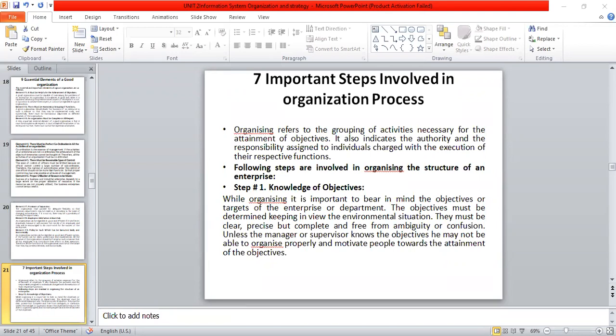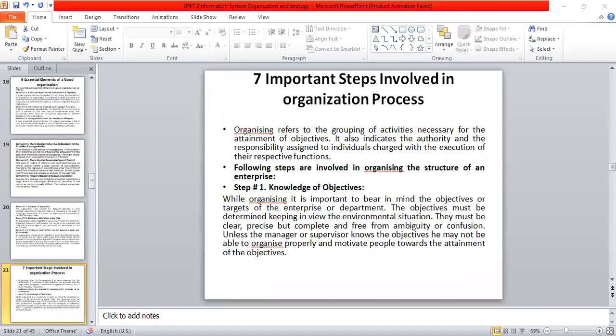Then grouping of activities. Again, all these activities are put into groups. For example, if we consider the HR department, there are various activities like recruiting people, keeping the record of employees, and keeping the record of payroll. Likewise, arranging training for new employees. They have different activities which come under the HR department. It is nothing but the grouping of activities.